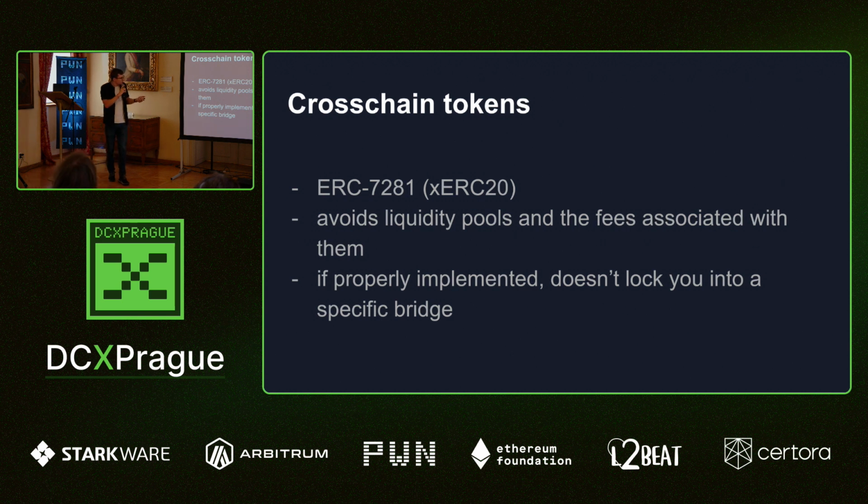Cross-chain tokens. With something like lock and mint, you'll lock the tokens on the source chain, right? And then you'll mint that bridge's specific token on the destination chain. Now, this is, of course, an issue, because if you have 3 bridges, you'll have 3 resulting token versions, which is pretty bad for liquidity fragmentation.